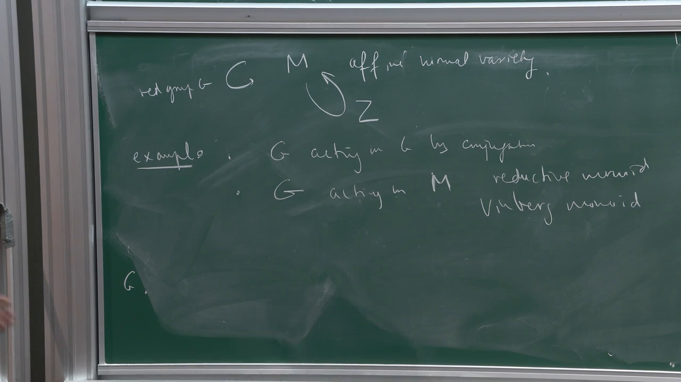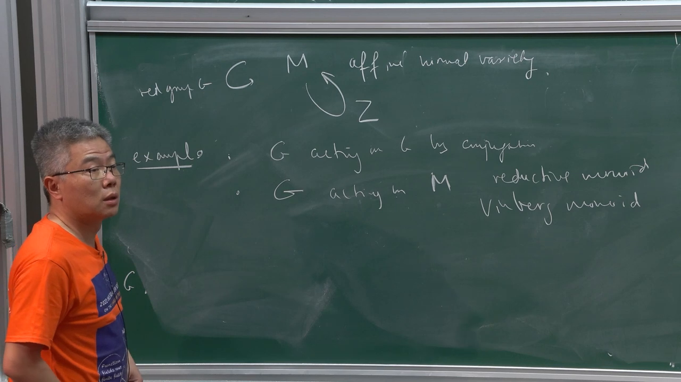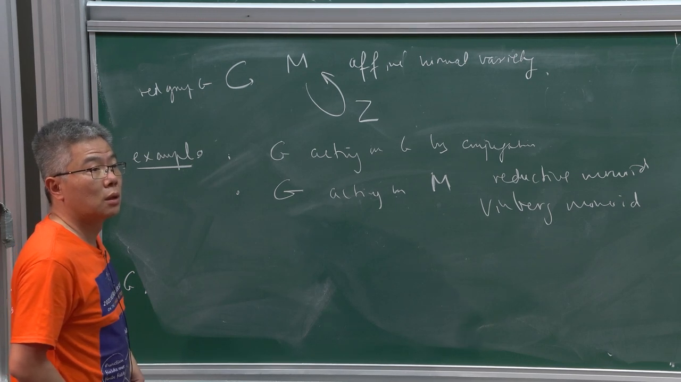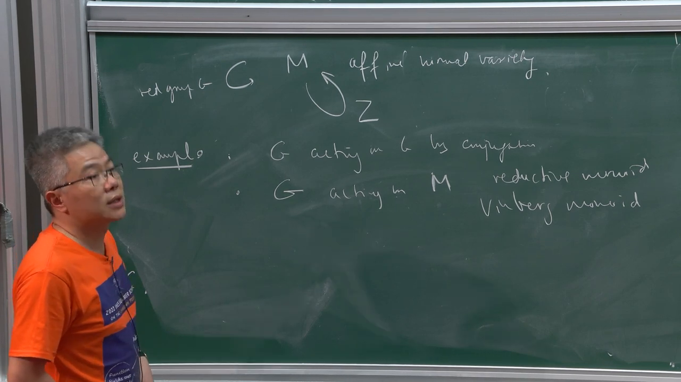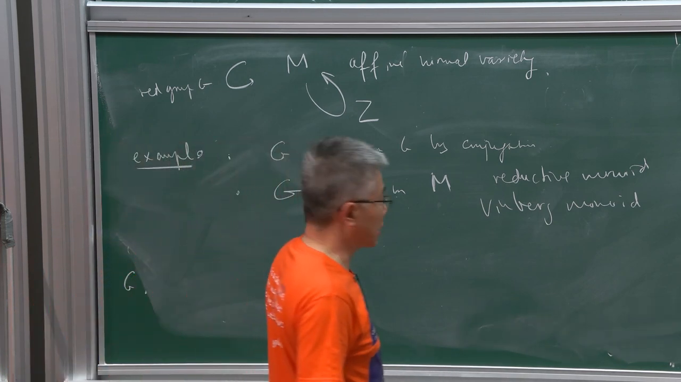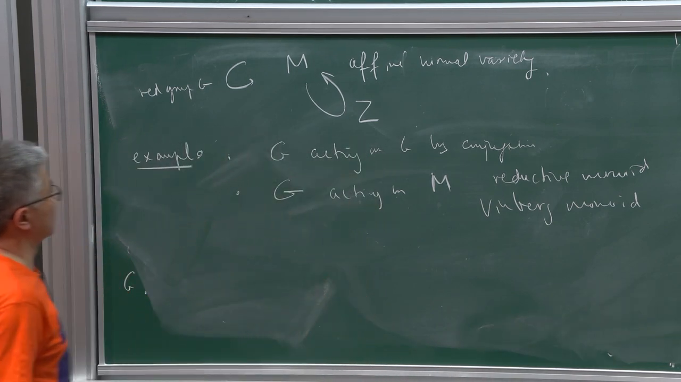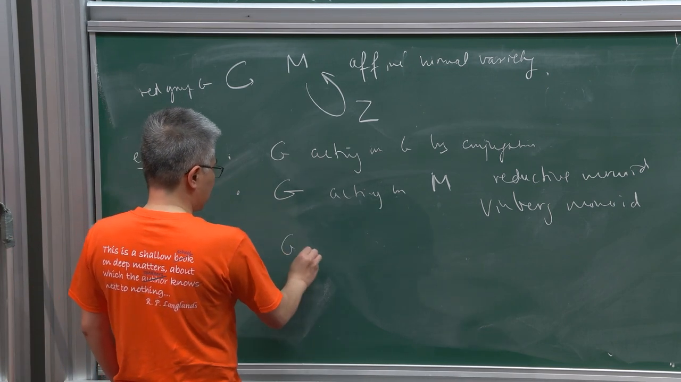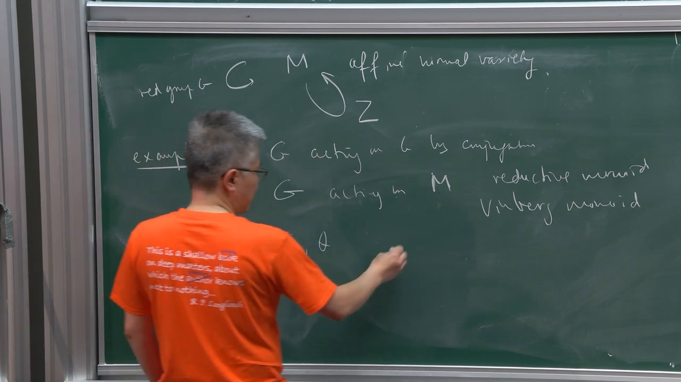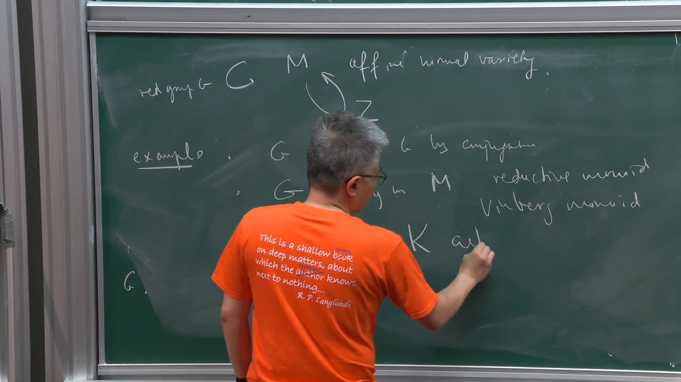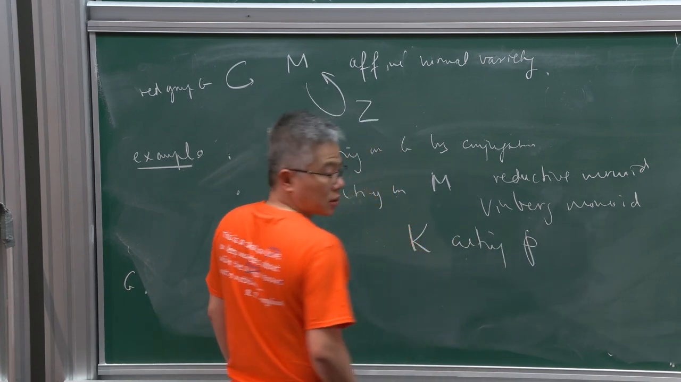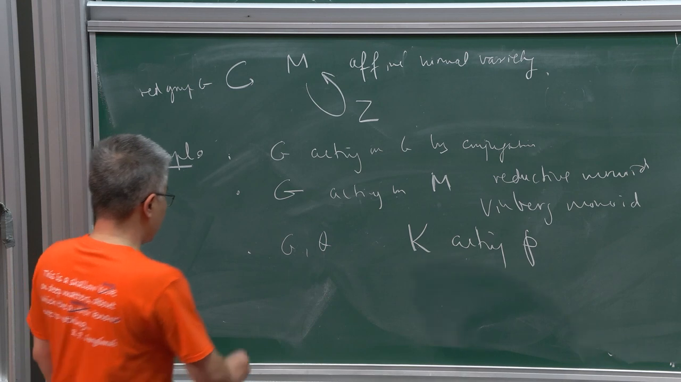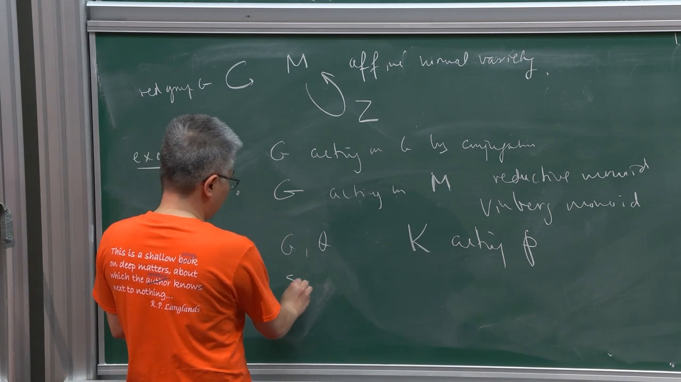Just to save time. And your first example, is Z the center of the group? What's your Z? Yes, Z is the center of the group, yes. And when you have a G with the theta involution and you have this action of K acting on P, it's a symmetric space, and then you have the situation of spherical varieties.